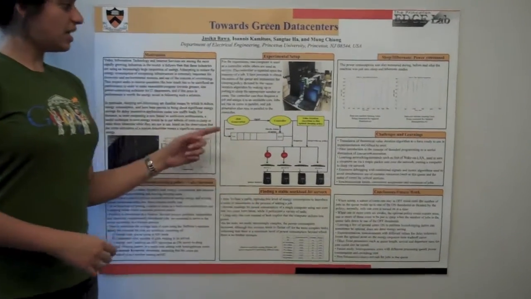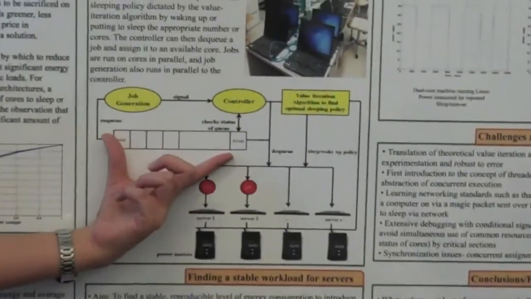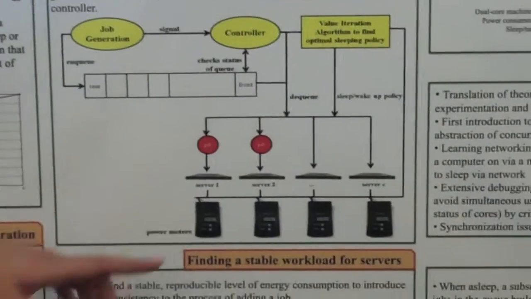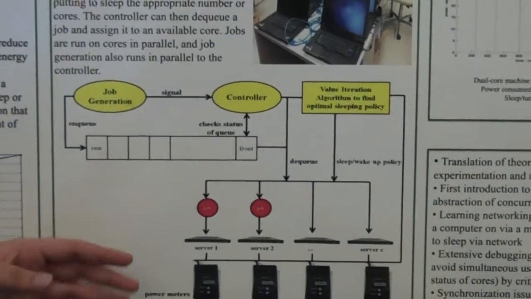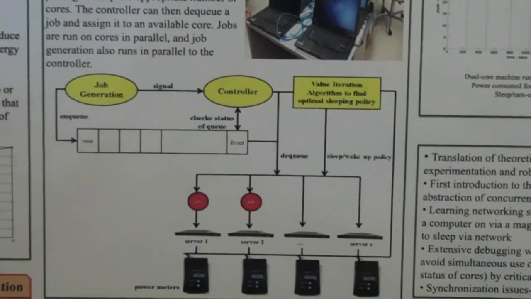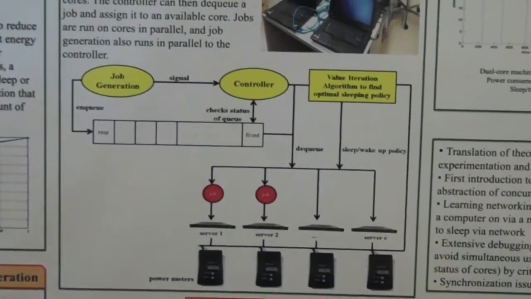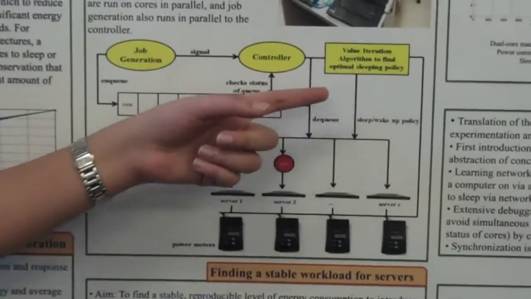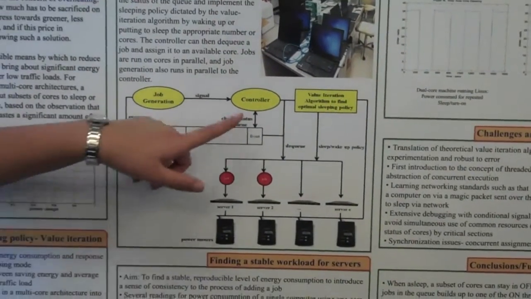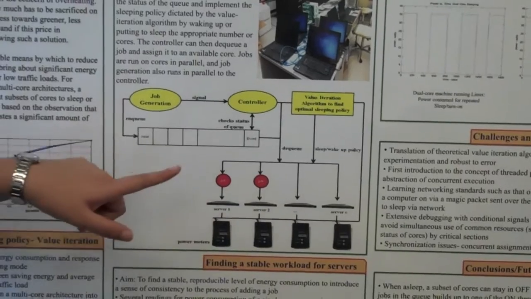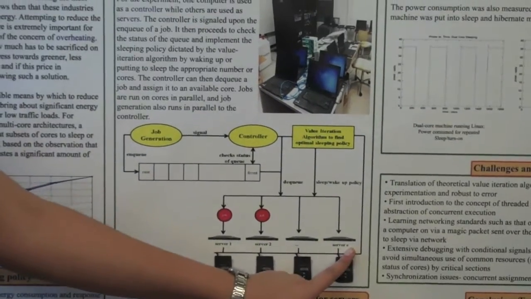The way it works is that job generation keeps on producing jobs and placing them into a queue that we can see here. In the meanwhile, a controller continuously checks the status of the queue to check whether the number of jobs in the queue has reached certain thresholds at which we turn on or off these servers. And these thresholds are decided by the value iteration algorithm that's used to find the optimal sleeping policy that our theory dictates. The controller basically decides when the number of jobs in the queue has reached a sufficient threshold at which it turns on one or more servers.